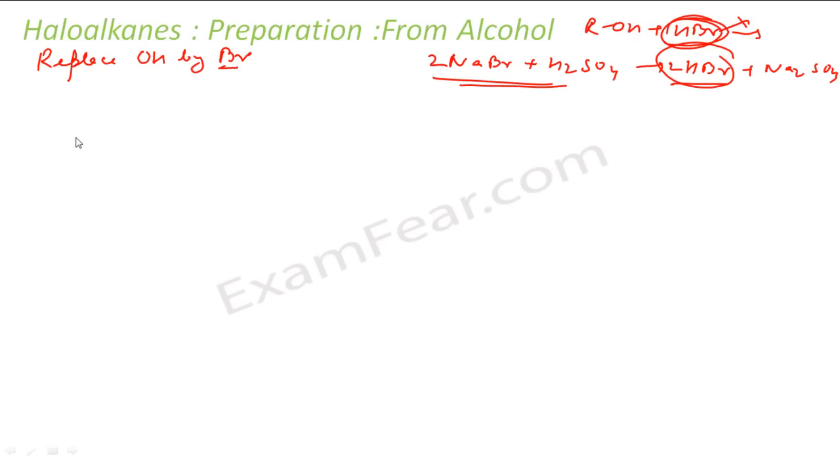So this is the compound. Let's take a primary alcohol, let's say CH3CH2OH, ethyl alcohol. In this I'll add HBr. HBr is nothing but this solution I'll add. I'm writing HBr because this solution will give me HBr, NaBr and H2SO4. I have to heat this now because it's a primary alcohol. So what will happen here is also an SN1 reaction. Why? I'll show you.